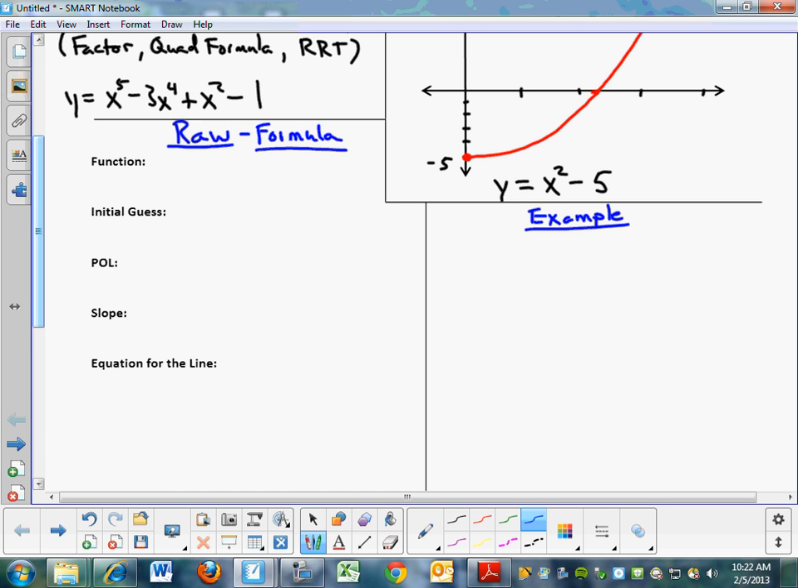All right. So, what you need to do first, anytime you use Newton's method, is come up with a function.